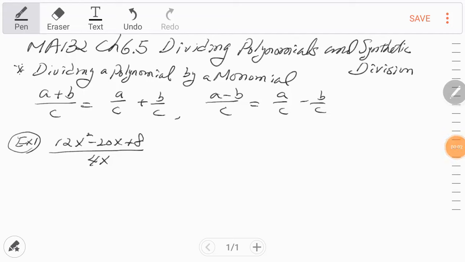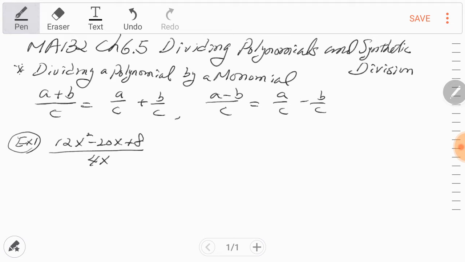Okay, this section is about dividing polynomials by a monomial or by another polynomial. Also, we will use synthetic division for dividing a polynomial. The simple thing when you divide a polynomial by a monomial is this: each term in the numerator.